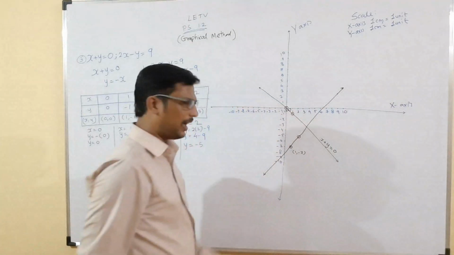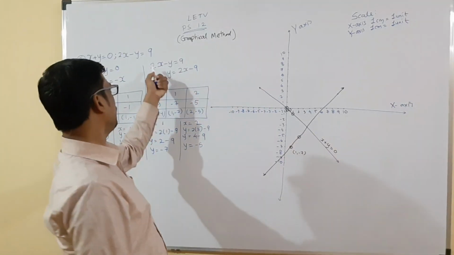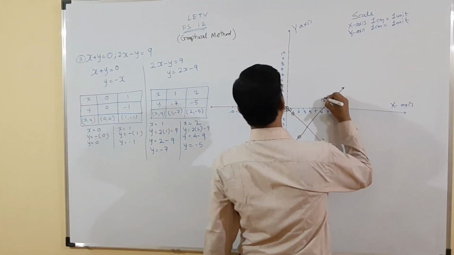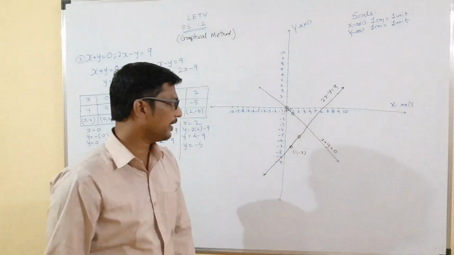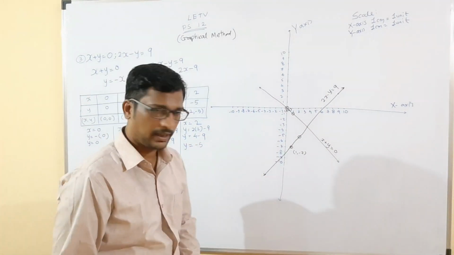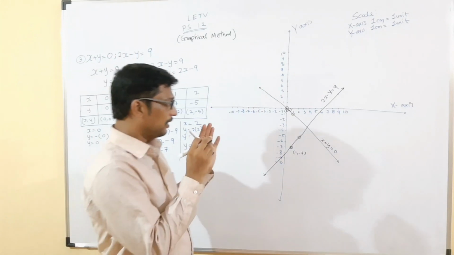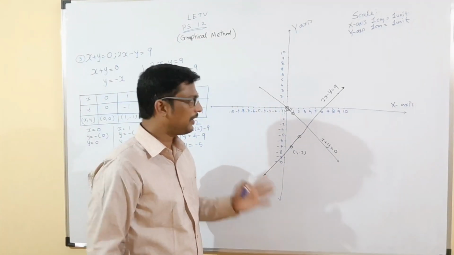Now what I am going to do, I will just join these 2 points. And after that, I will name this line, and this line is nothing but 2x minus y is equal to 9. 2x minus y is equal to 9. Now, I just need the solution. Now, how to find the solution?